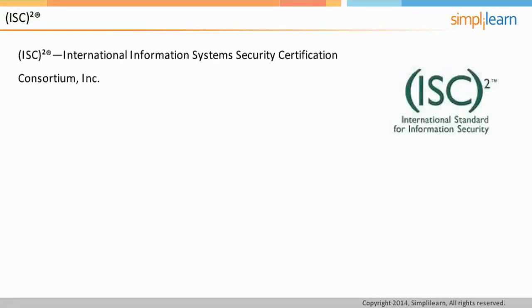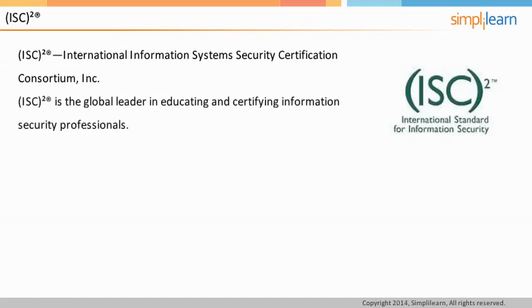ISC² stands for International Information Systems Security Certification Consortium Incorporated. Headquartered in the United States and with offices in London, Hong Kong, and Tokyo, the International Information Systems Security Certification Consortium Incorporated, ISC², is the global not-for-profit leader in educating and certifying information security professionals. They are recognized for gold standard certifications and excellent education programs.